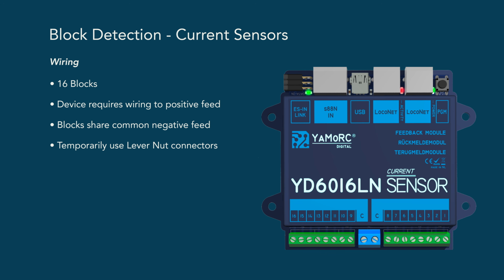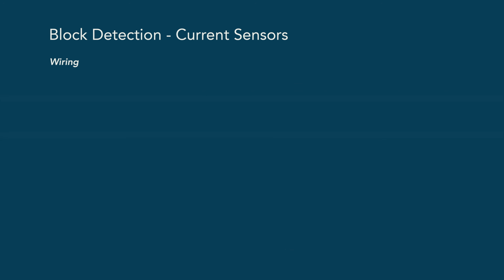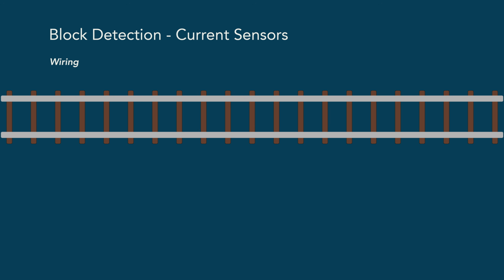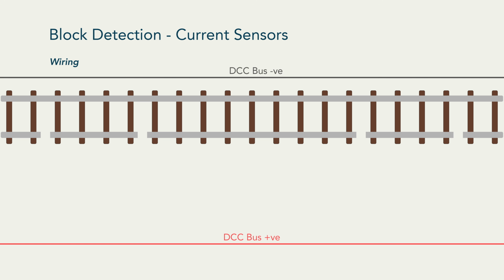Now, for all of this to work, each block needs to be isolated from its adjacent blocks. Blocks can either be isolated using insulated rail joiners, or the track can be cut to provide an air gap. Whether an insulated rail joiner or an air gap is used, it only needs to be present on the positive rail. I haven't completely decided how I'm going to insulate my blocks yet, but I'm leaning towards an air gap.